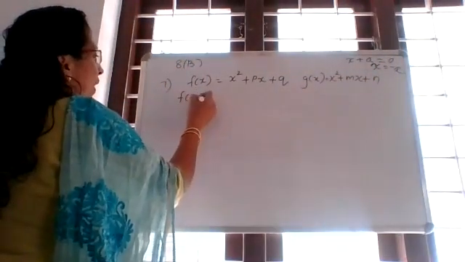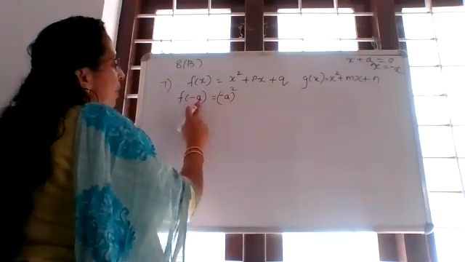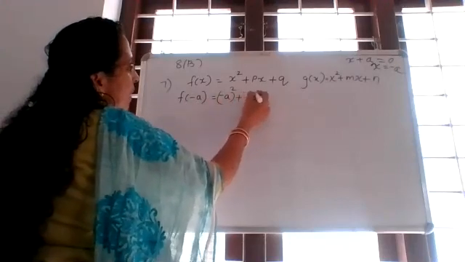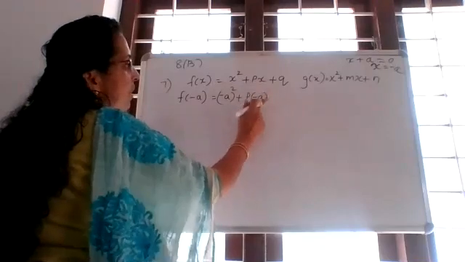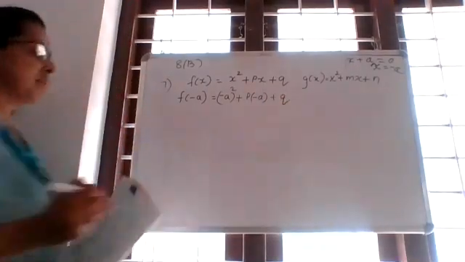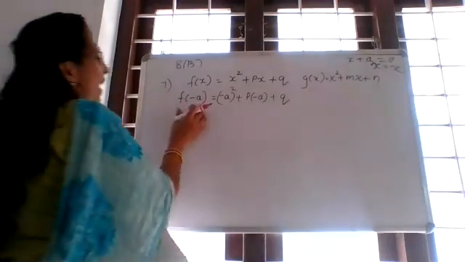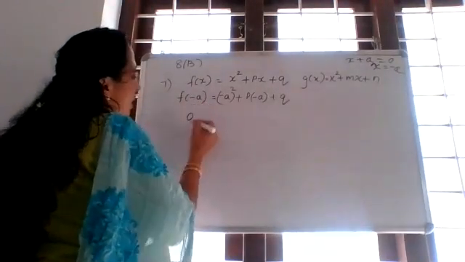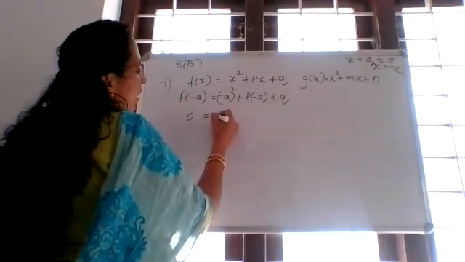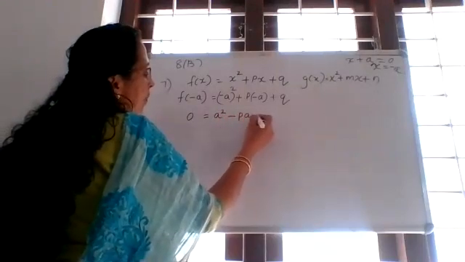x as negative a. f of x will become f of negative a. So negative a square plus p into negative a, p will be p itself, plus q. x plus a is a common factor, it is a factor. So we can replace this f of negative a as 0, since it is a factor. Negative a square is what? a square minus pa plus q.